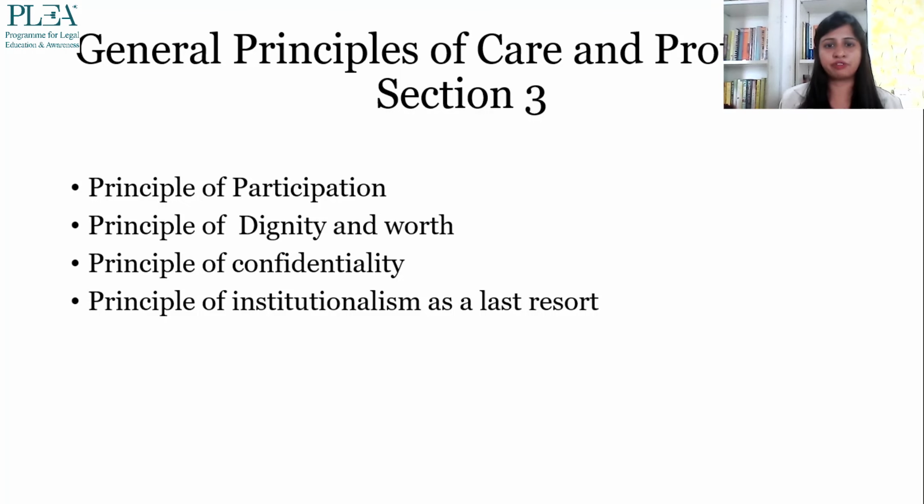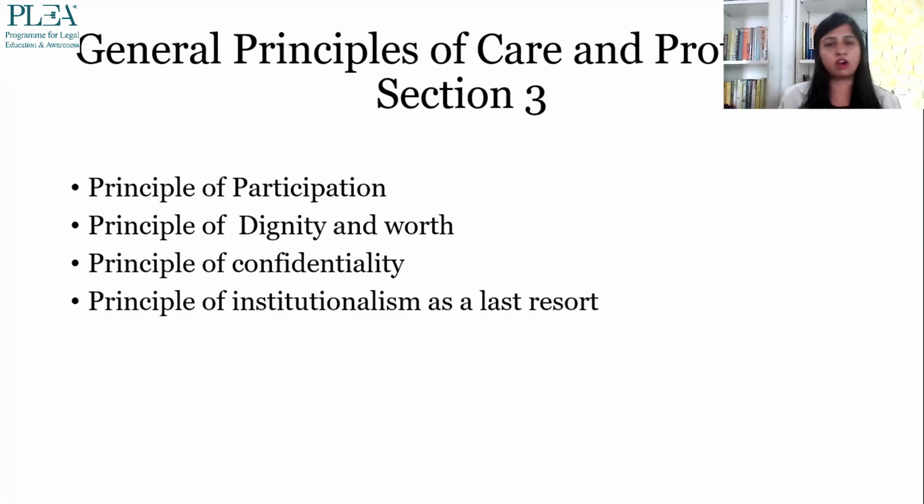Then the principle of institutionalism as a last resort. So there are a lot of principles actually mentioned in the JJ Act. I have picked up very few, and very major ones, because I think this is something that we need to talk about. And this is one of the most important principles of the JJ Act, that a child should not be put into an institution. The first attempt of the Child Welfare Committee should always be to bring the child back to the family, then to the relatives, or then to adoption, and at the last should be institution. Institution should never be the first measure for giving rehabilitation to the child. That cannot be a measure of rehabilitation.